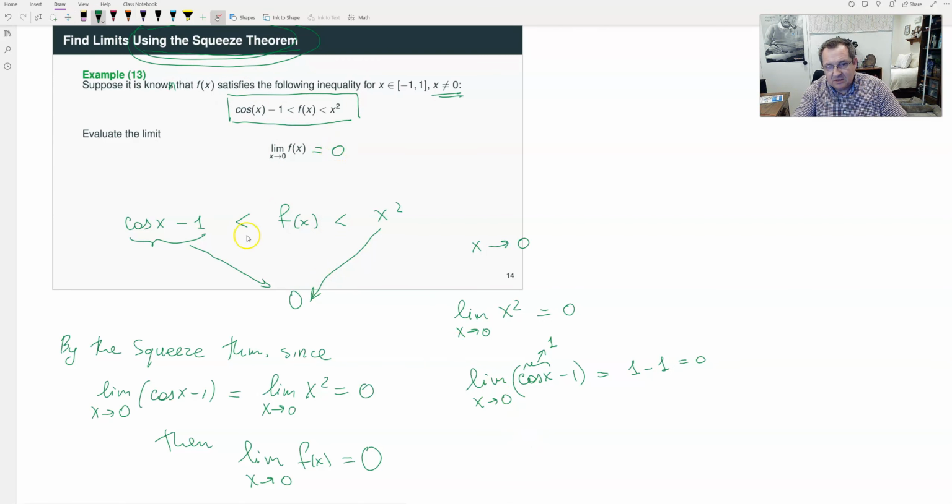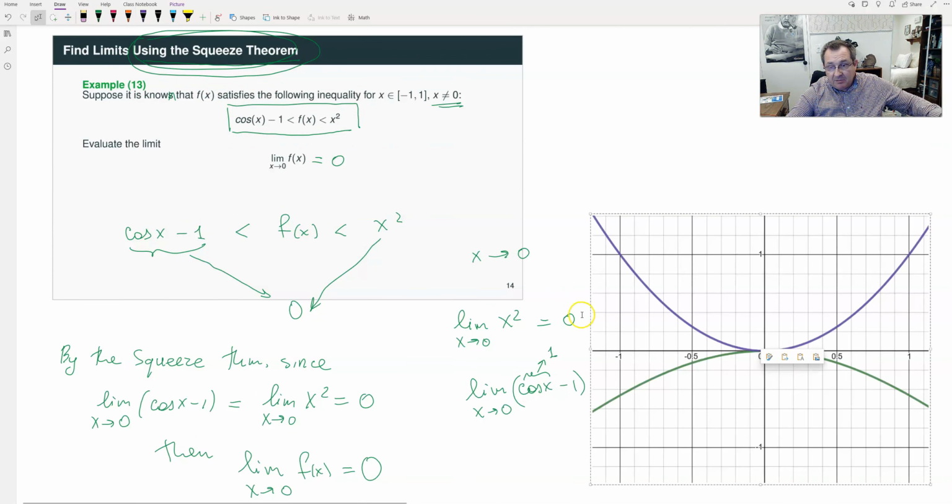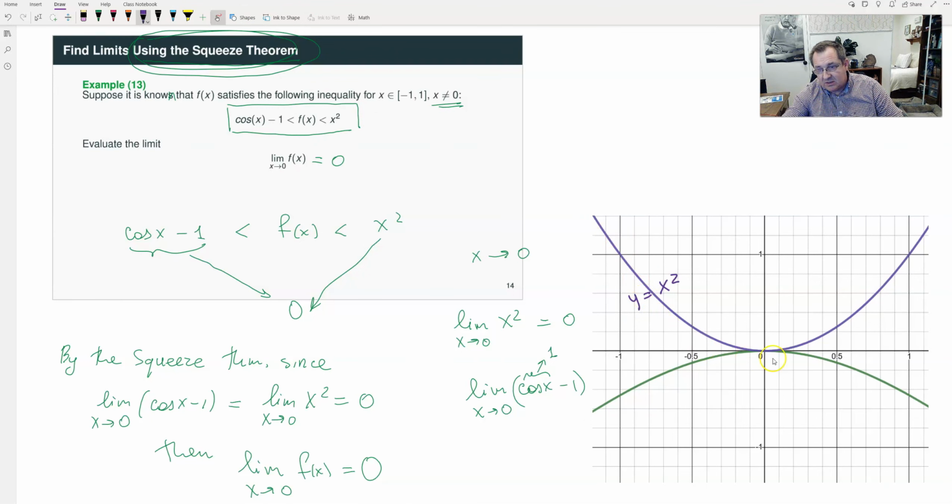That limit is the same as the limit of the functions on the left and right. In fact, I went ahead and prepared a little illustration for this problem. Let me copy it over here. So the purple function is the function x squared. That's y equals x squared. That's the one on the right side of the inequality, the largest one. The green function is y equals cosine x minus 1. That's the function on the lower part of the inequality.